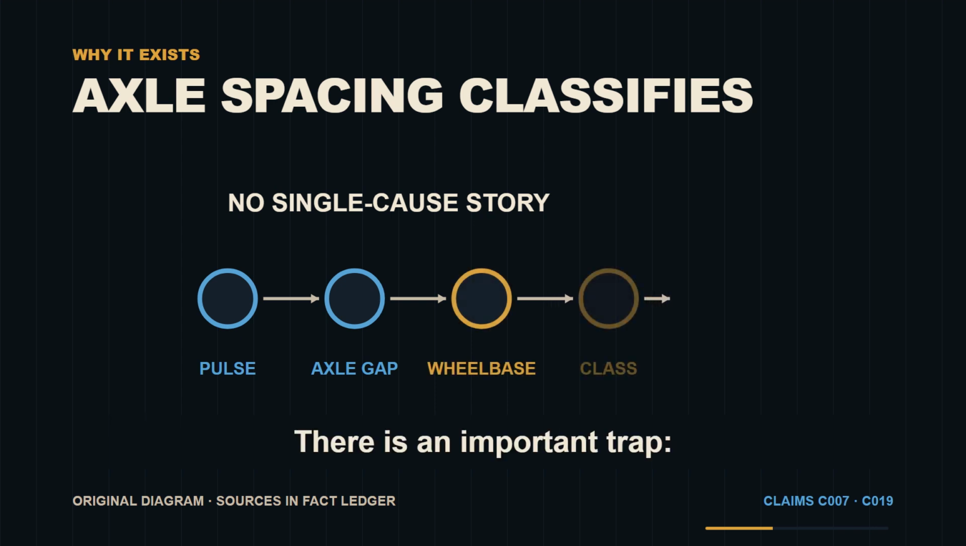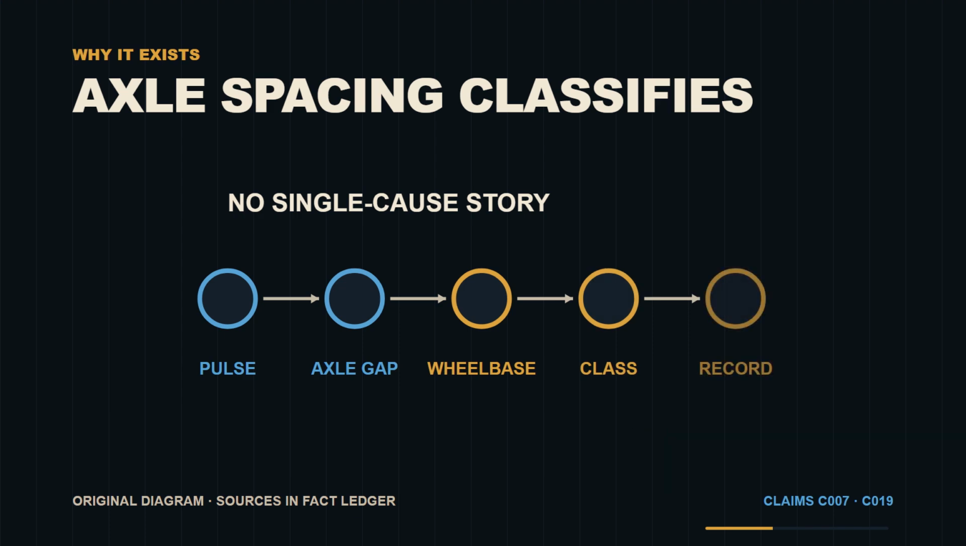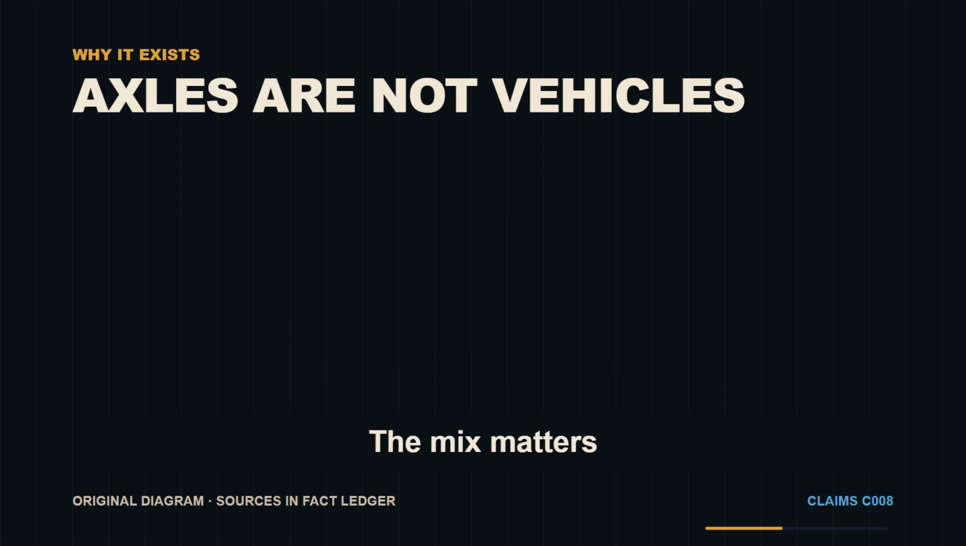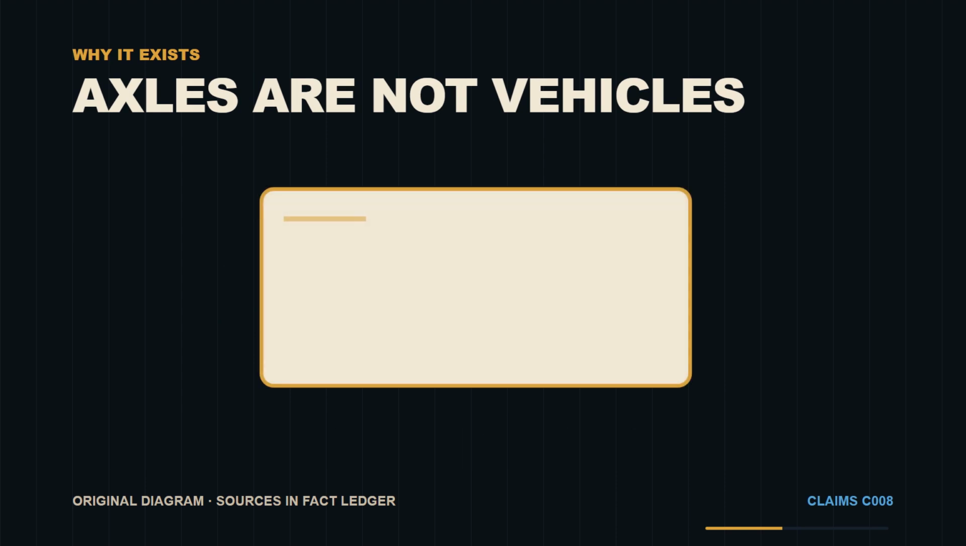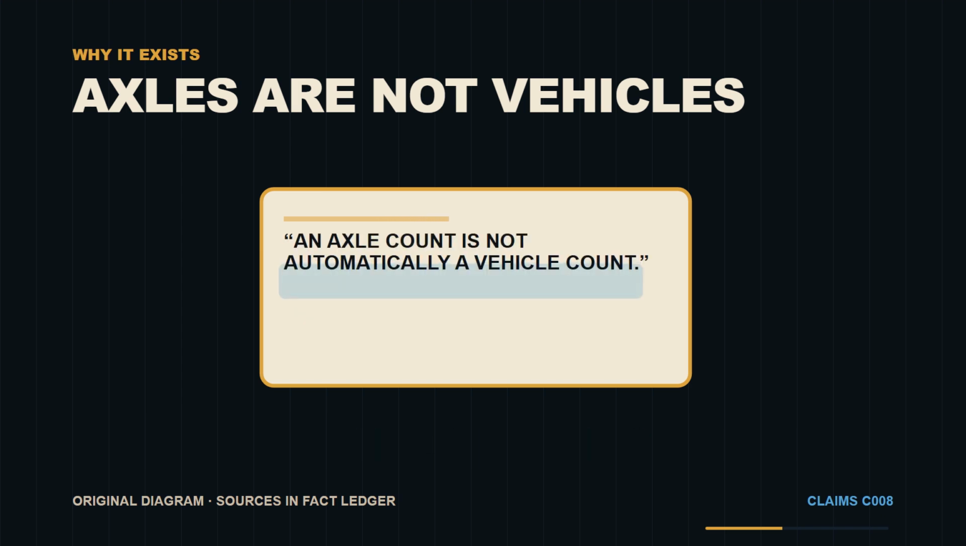There is an important trap. Two axle pulses do not necessarily mean two vehicles. A simple tube count may need an axle correction factor before it can represent vehicle volume. The mix matters because a road full of trucks contains more axles per vehicle than a road full of cars.